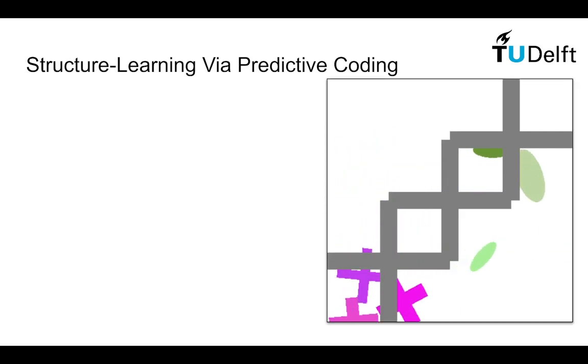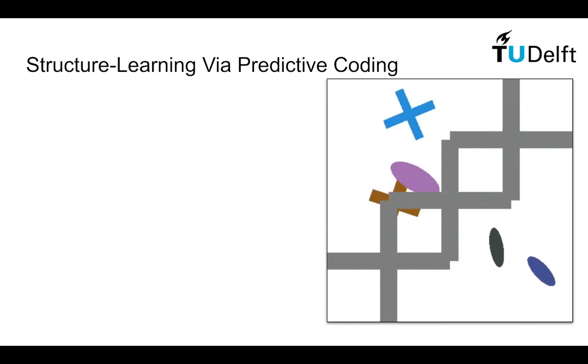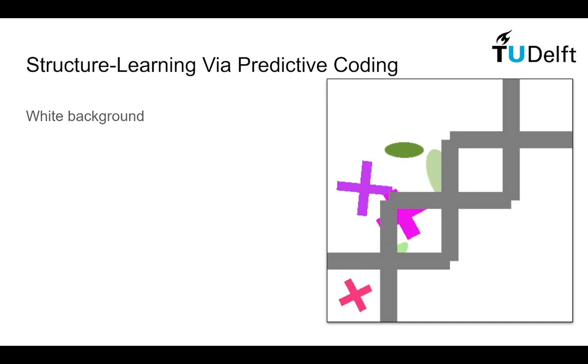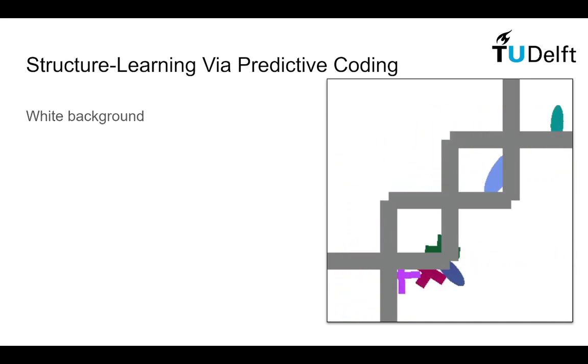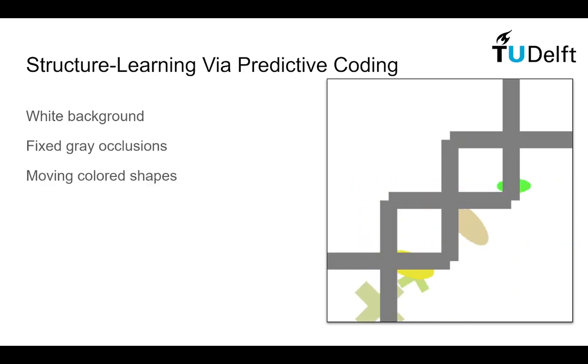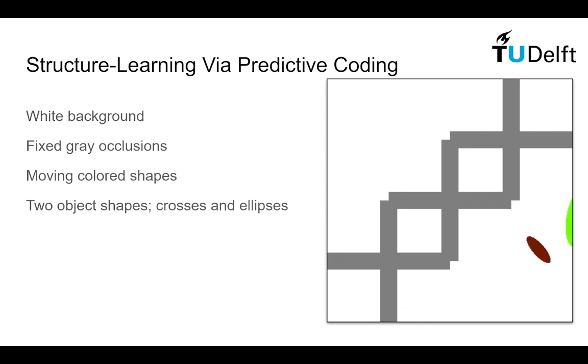But when I now show you this video of the environment, we can begin to learn the structure of this environment by predictive coding. We note that there's a white background, some fixed gray occlusions, a bunch of moving colored shapes belonging to two shape classes, namely crosses and ellipses.